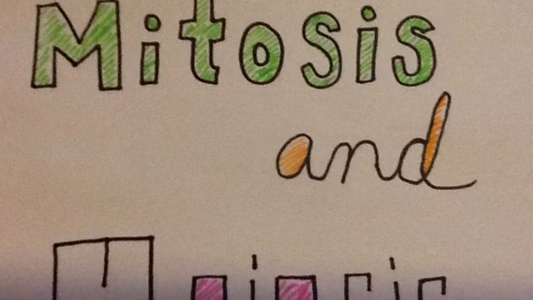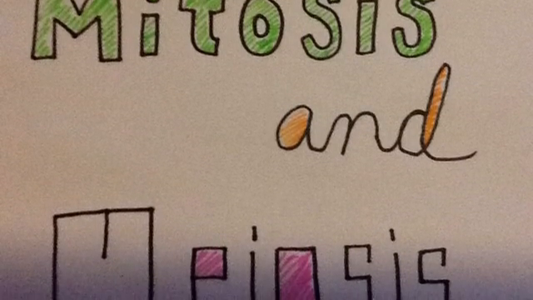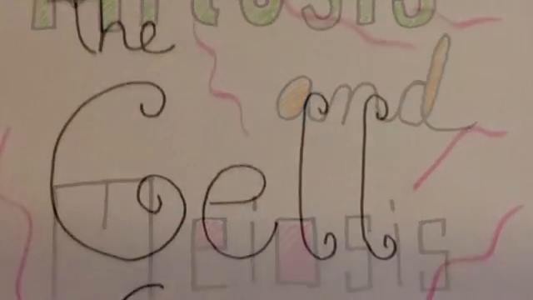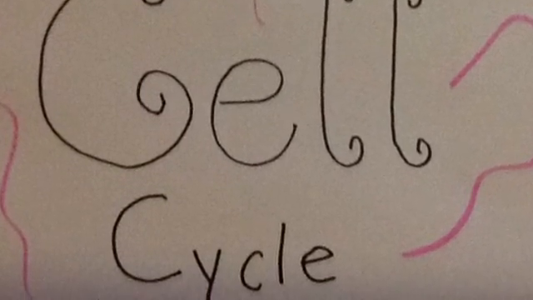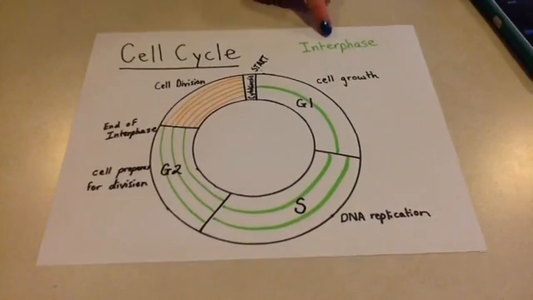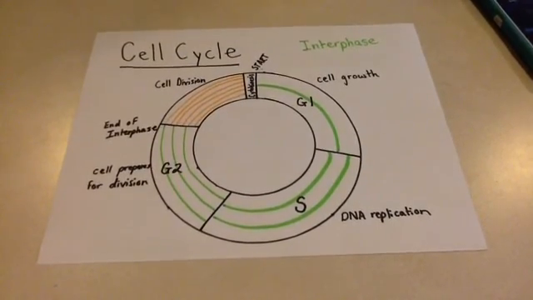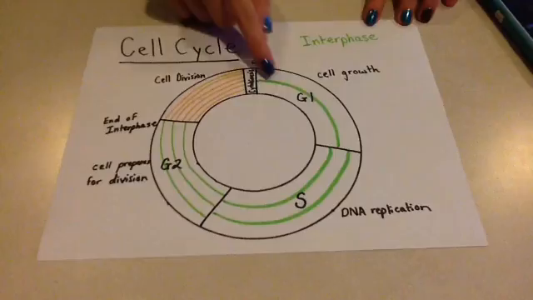Mitosis and meiosis are the processes of cell division and reproduction in eukaryotic cells. These processes are a small part of the cell cycle. Most of the time, in the larger fraction of the cell cycle, the cell is in interphase. This phase is where most cell activity occurs.